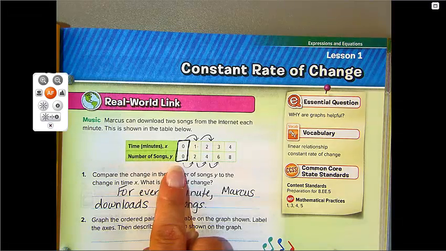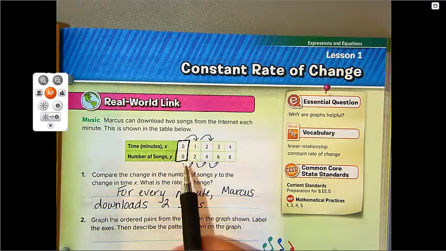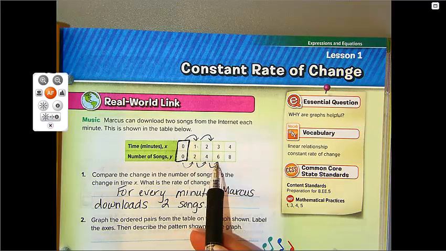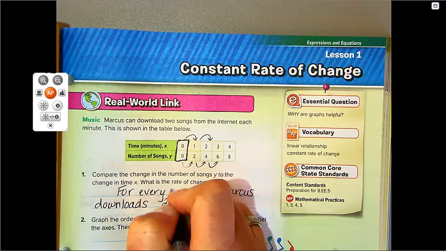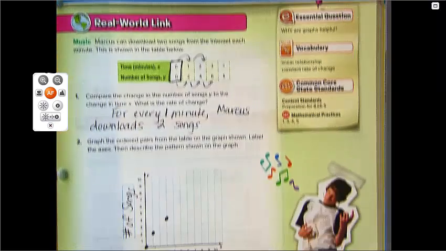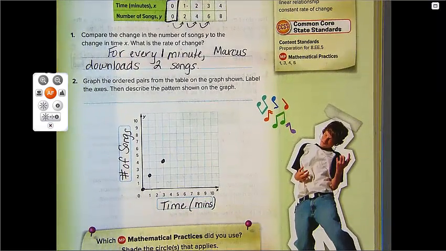Well, if I look at the change in this, I have from 0 to 2, which is 2 songs, 2 to 4, which is 2 songs, 4 to 6, which is 2 songs. So for every 1 minute, Marcus downloads 2 songs. That's what we can see from that chart. And then it asks us to graph it. I've already started the graph down here.